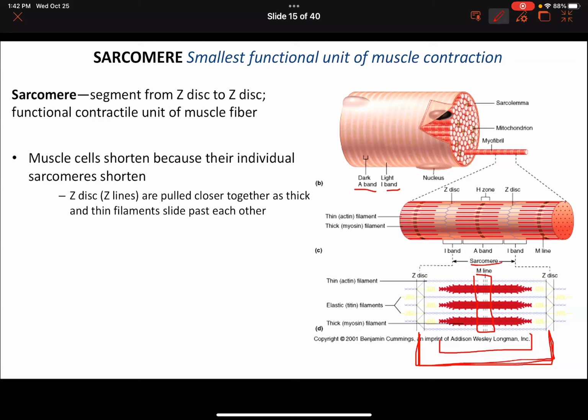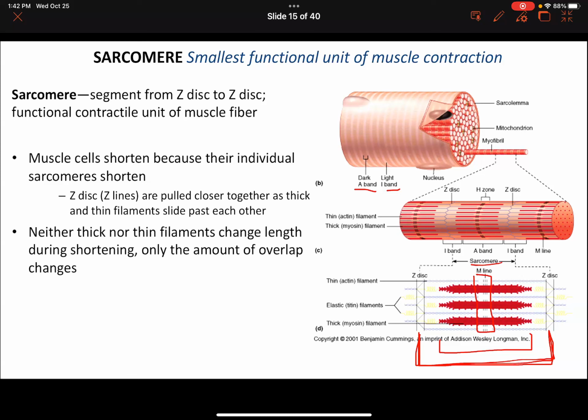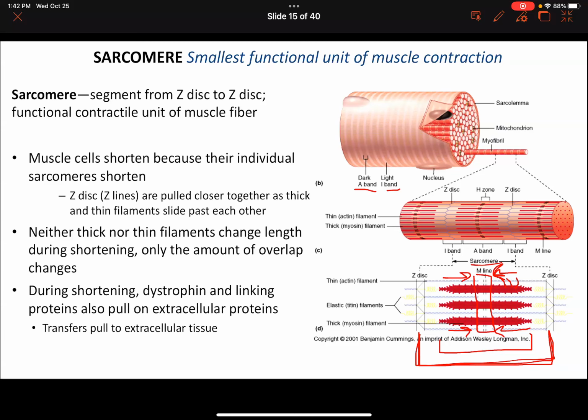In this shortening that we're talking about, the Z discs are pulled closer together and the thick and thin filaments are sliding past each other. Something that's really important to keep in mind, you've got these myosin heads that are binding onto the actin, and they're going to pull the actin further over them and closer to each other during the shortening. Neither one of these filaments themselves shorten. It is the amount of overlap that changes and the overall size of the sarcomere that's shortening. But the filaments themselves are not shortening.